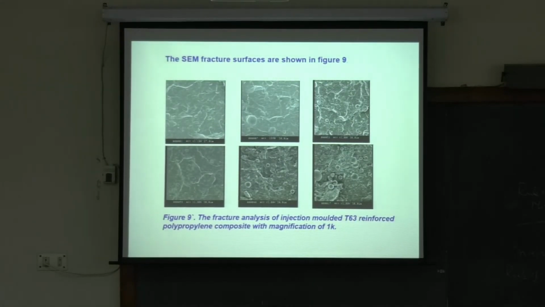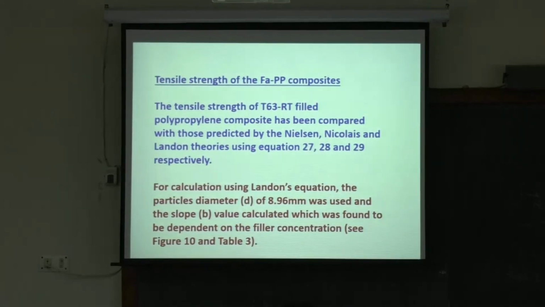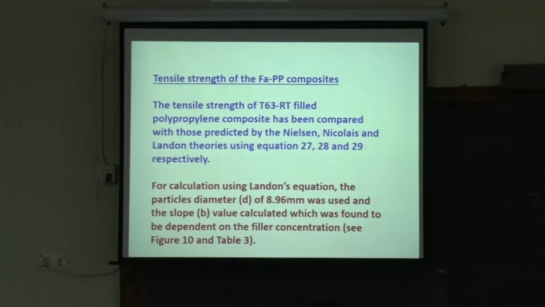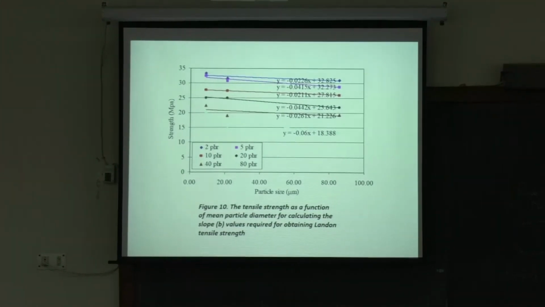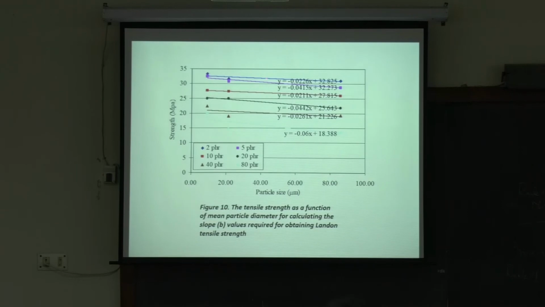So these are the fracture surfaces at 1000 magnification. This is normal, okay. These are the different fly ash contents, and you can see that these are gold-coated samples. Now the tensile strength of the composites is given here, strength versus particle size. The top is 2%, and as you go more into fly ash, the strength is coming down.